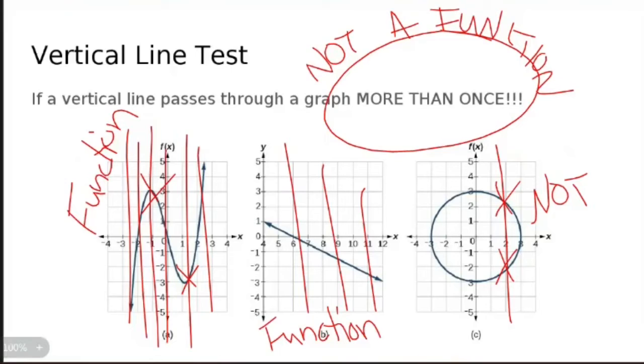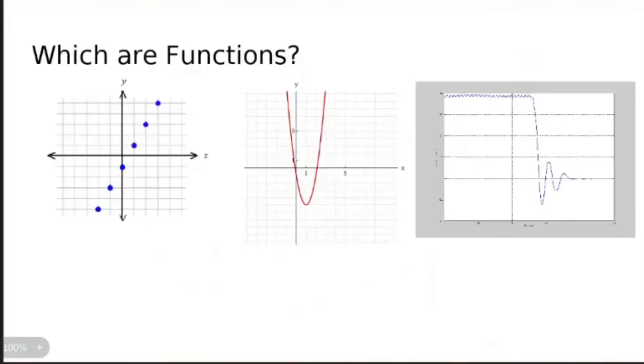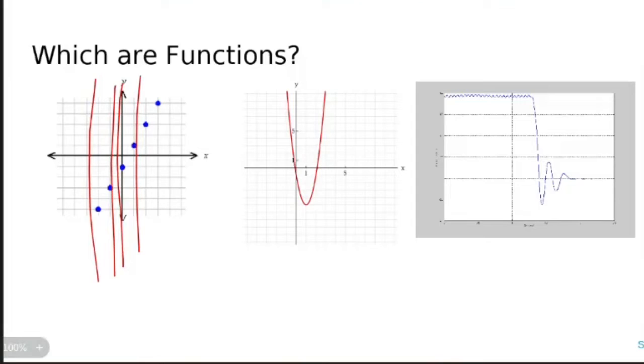Okay? Vertical line test. So if I draw a vertical line, it hits the blue line once, hits the blue dot once, and hits each blue dot once.